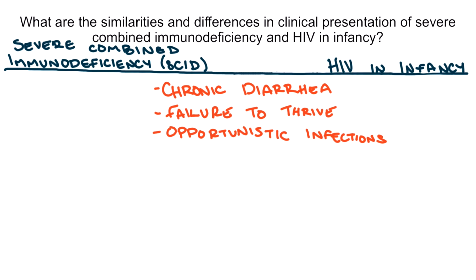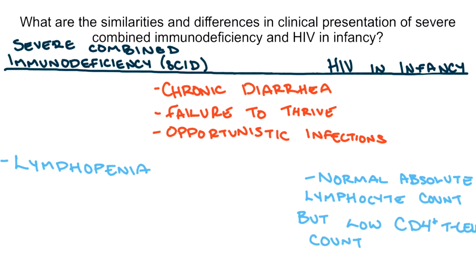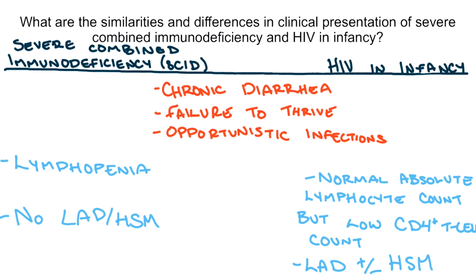First, babies with severe combined immunodeficiency will have lymphopenia, whereas babies with HIV in infancy will have a normal absolute lymphocyte count, but a low CD4 T cell count. Second, patients with SCID will have no lymphadenopathy or hepatosplenomegaly, whereas babies with HIV in infancy will likely have lymphadenopathy and potentially hepatosplenomegaly. Remembering these key differences should help you confidently distinguish these two similar presenting pathologies on exams.